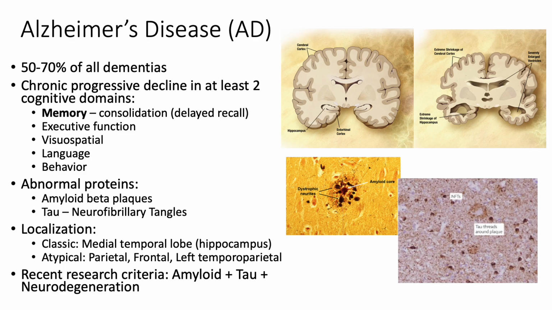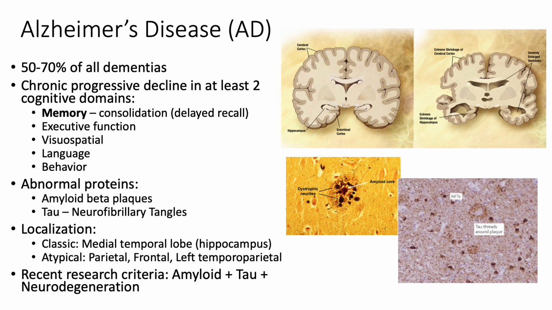The abnormal proteins, amyloid and tau, give you these brown plaques and these neurofibrillary tangles, and these are the classic hallmarks of Alzheimer's disease. Classically you see them in the medial temporal lobe, in your hippocampus, but you may also have them in the parietal, frontal, and left temporal parietal areas.